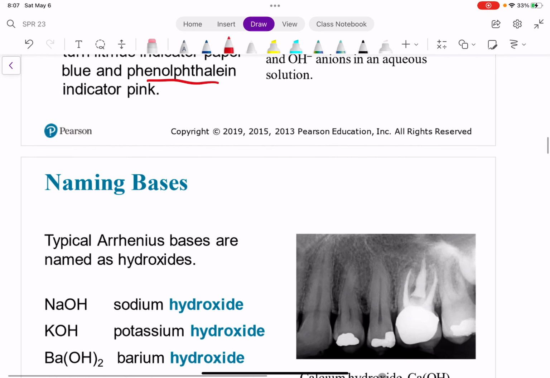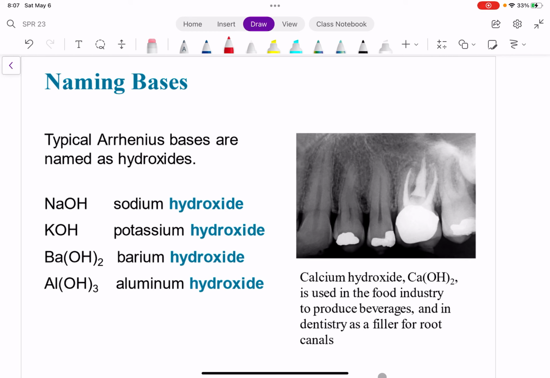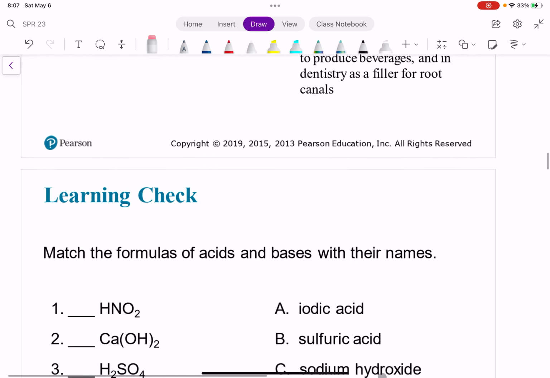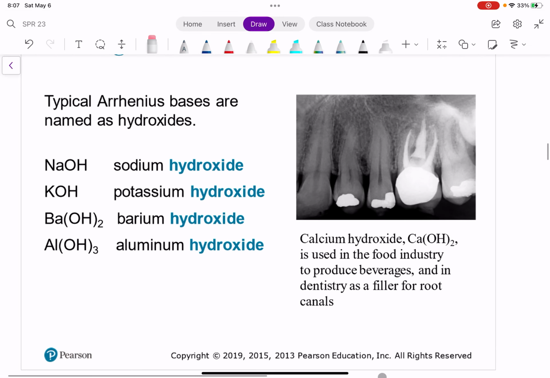Okay, so just like we name our acids, we can name bases as well, but these ones are a little bit easier to name, in my opinion, because most common Arrhenius bases are named as hydroxide, because they all really have that OH in them. So there's sodium hydroxide, which is NaOH. There's KOH, which is potassium hydroxide. There's barium hydroxide, aluminum hydroxide. So in my opinion, those are a little bit easier to remember.